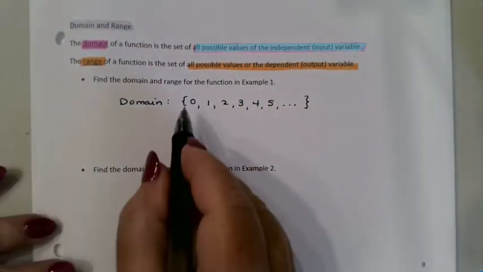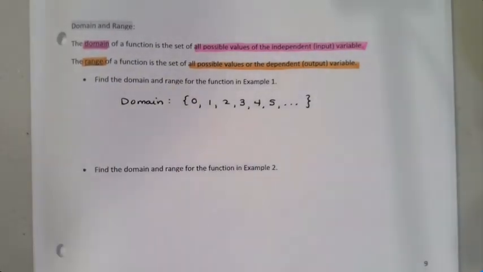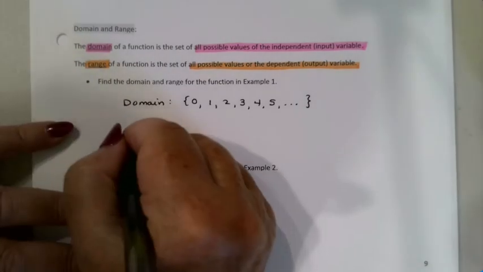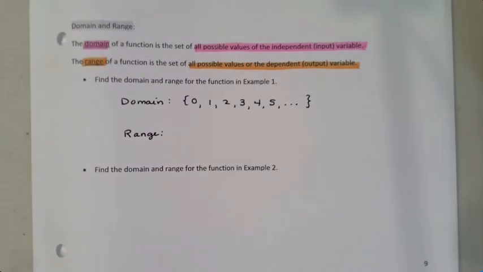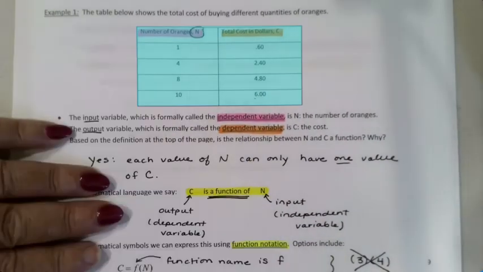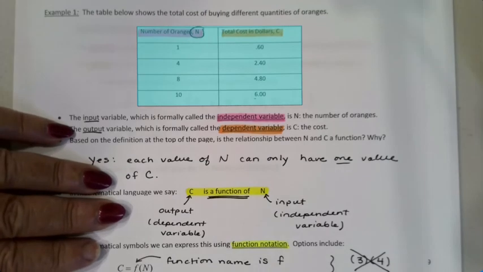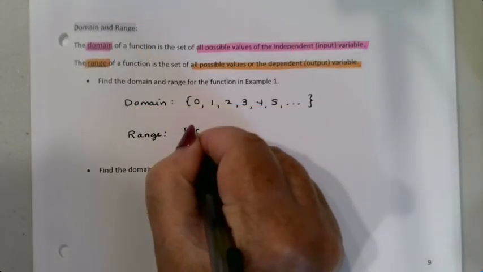You'll notice I use the braces to enclose my list of values that could be included in my domain. All right, what about the range? Well, let's see. The range was the costs. And although it's not included, if I bought no oranges, it would cost me $0. So I am going to say let's start with 0.